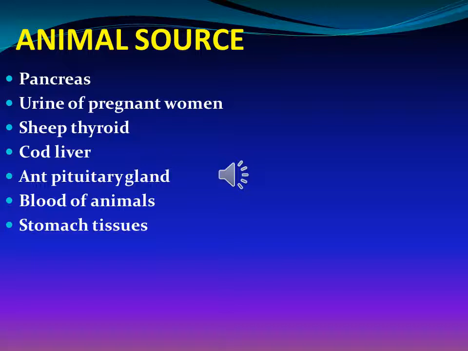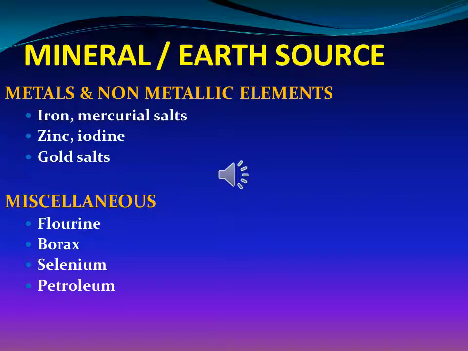Stomach tissue contains pepsin and trypsin, which are the digestive juices used in the treatment of peptic diseases in the past. Nowadays, better drugs have replaced them. The mineral or earth sources include the metallic and non-metallic sources and the miscellaneous sources. In the metallic and non-metallic sources, we have iron, which is used in the treatment of iron deficiency anemia.